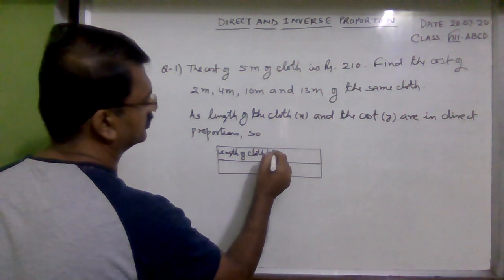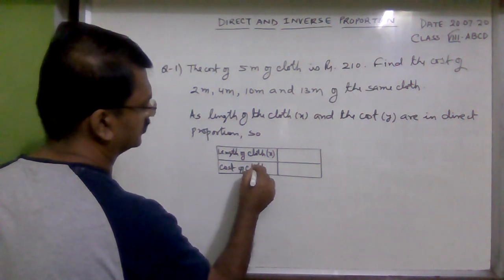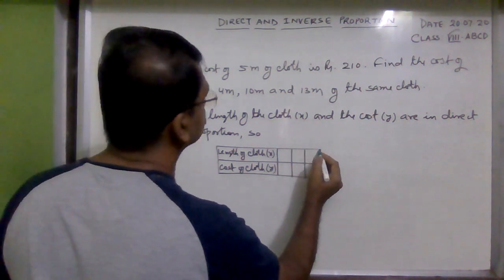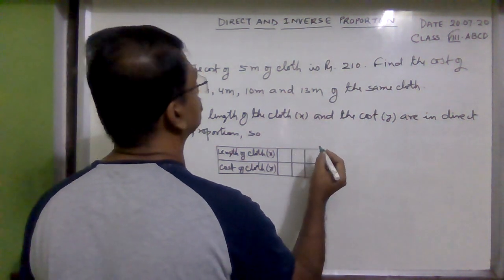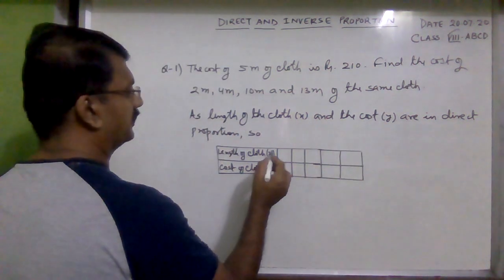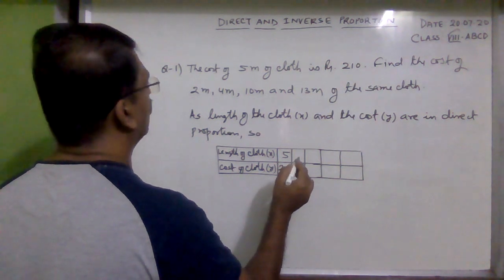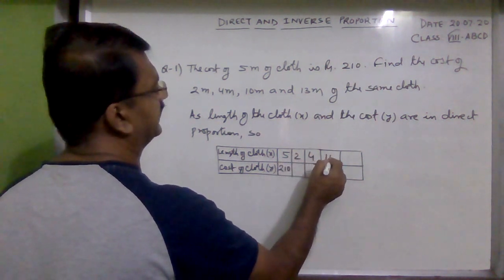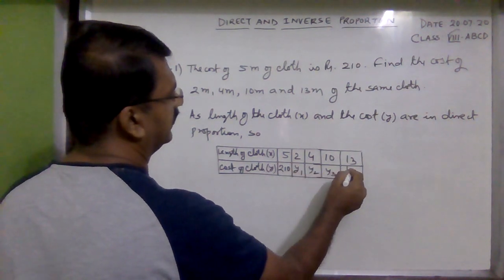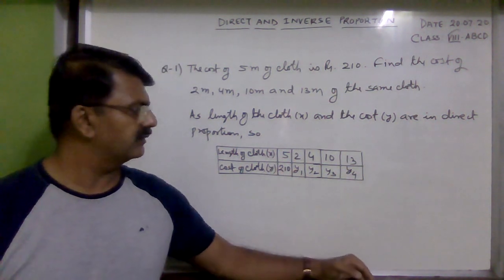Length of cloth, cost of cloth. Now when the length is 5 meter, then the cost is 210. Now when the length is 2 meter, 4 meter, 10 meter and 13 meter, the costs are y1, y2, y3, y4. Okay, these are the costs. So we have written y1, y2, y3, y4.